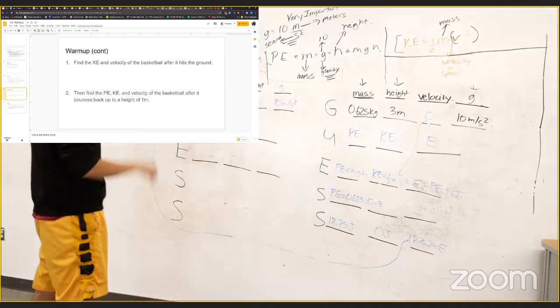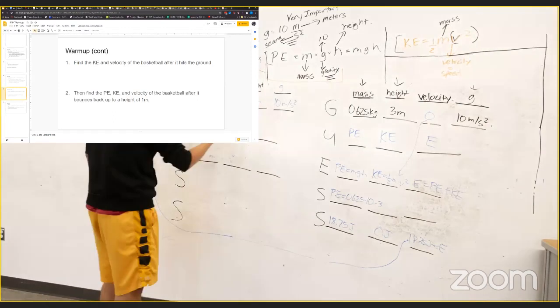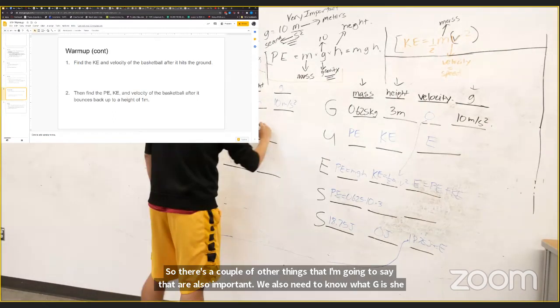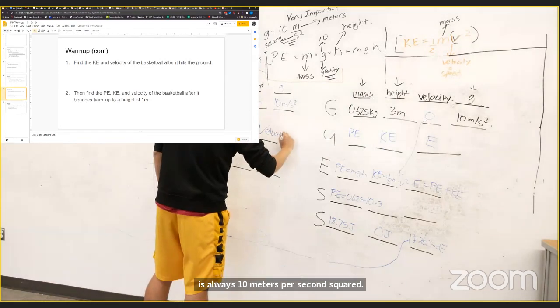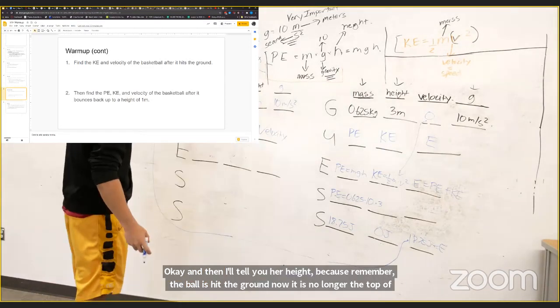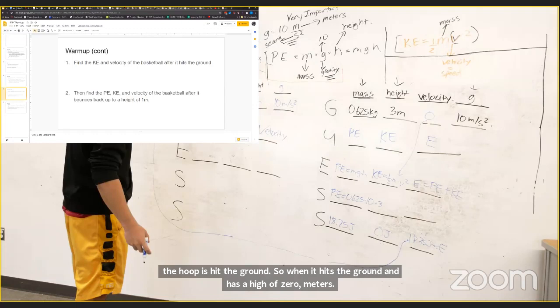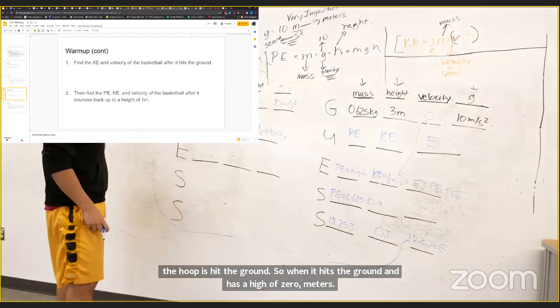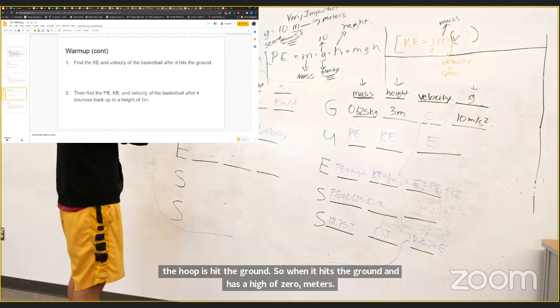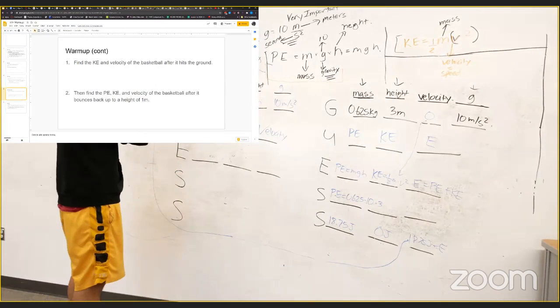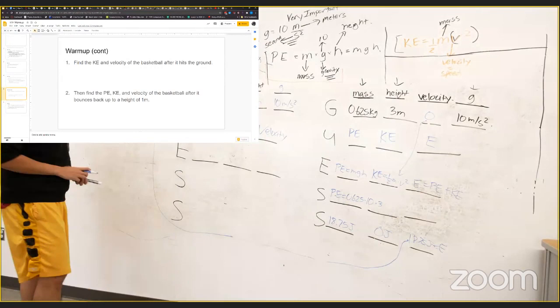The unknowns of this problem: we need to find our kinetic energy and our velocity. But in order to find our kinetic energy, we're also going to need to find our potential energy. This can be kind of tricky. In general, it's always good to figure out all the unknown quantities. I should have said we also need the potential energy here.